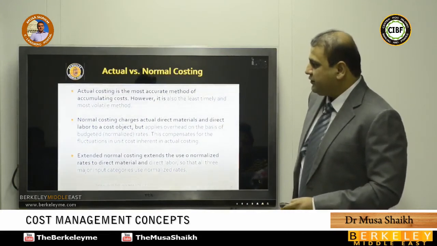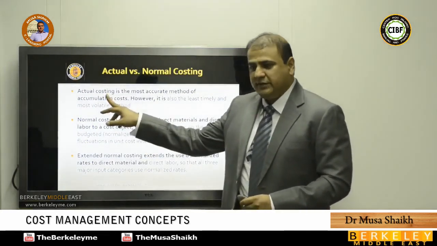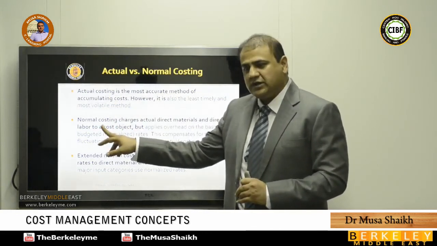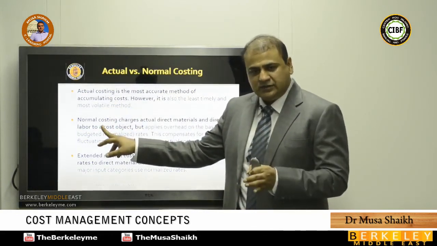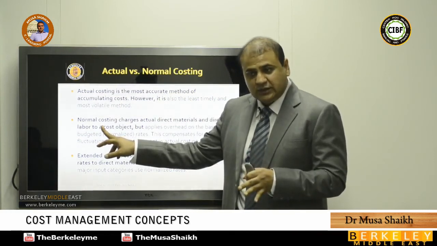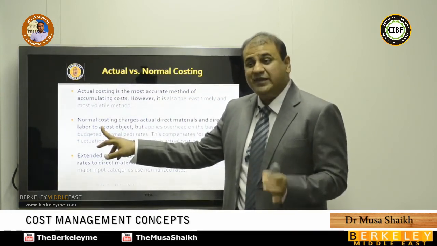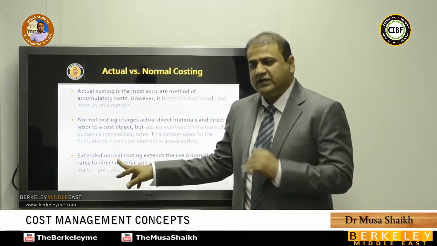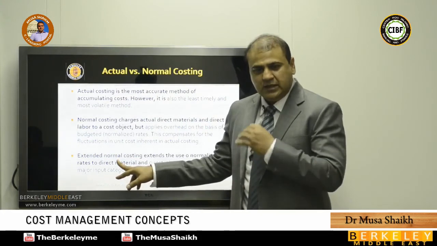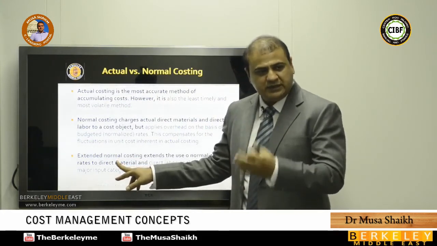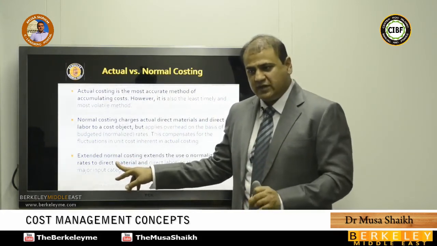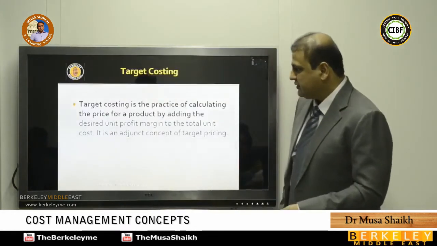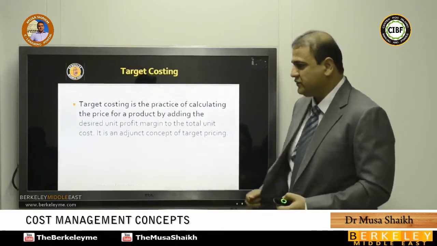So we have three types of costing. Actual costing means actual bills, actual entries. Normal costing means direct material actual, direct labor actual, but overhead will be budgeted. Extended normal costing means everything is budgeted: material budgeted figure, labor budgeted figure, overhead budgeted figure. We will see this later in the budgeting portions, because this is just an introduction-level chapter.